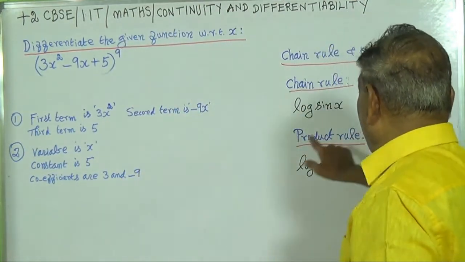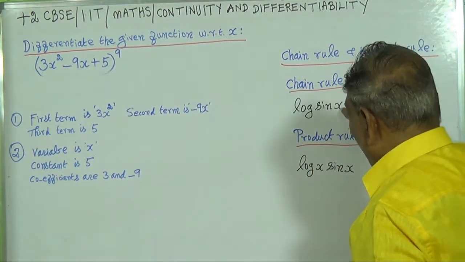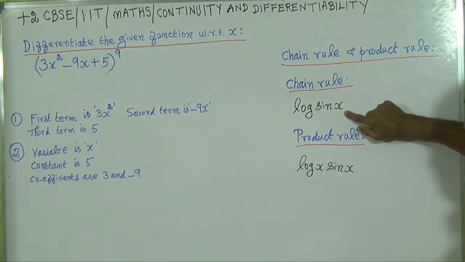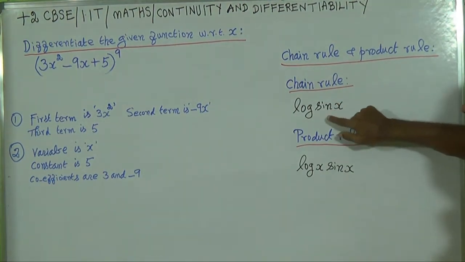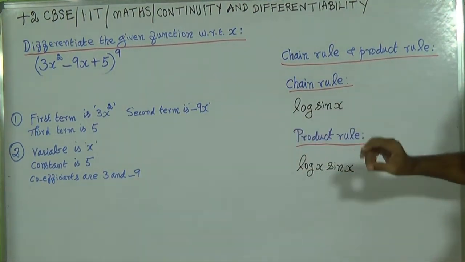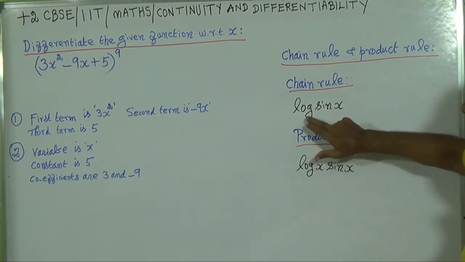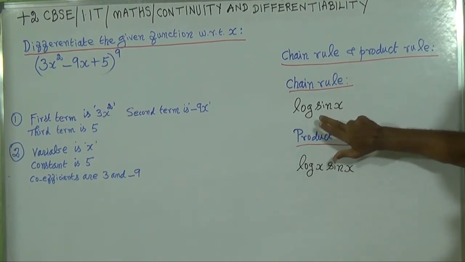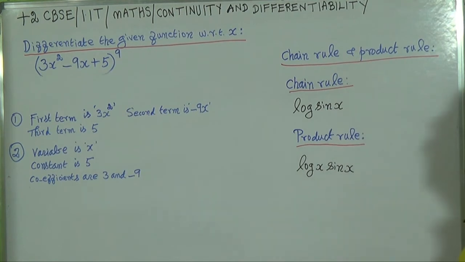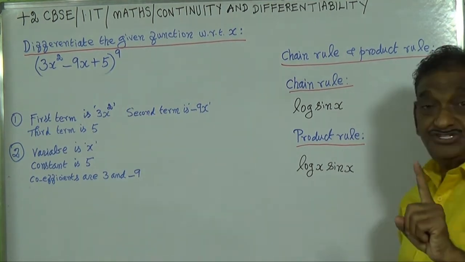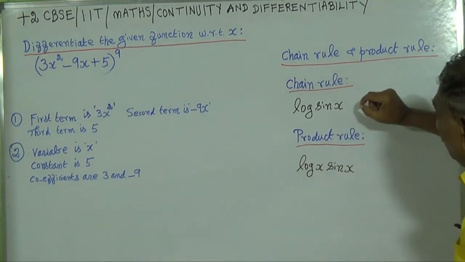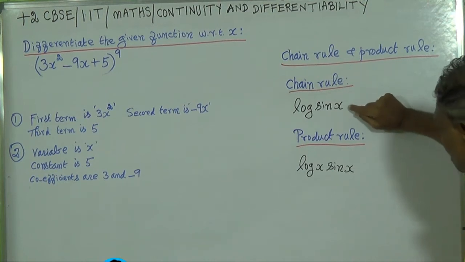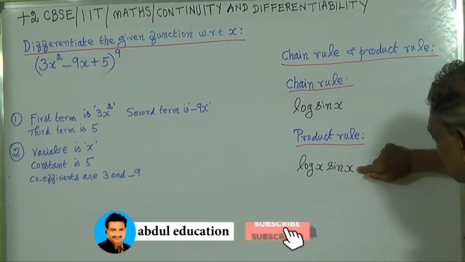Here the variable is x. This variable x has come only once, but it has come with two functions. One is logarithmic function, another is sine trigonometric function. So we should differentiate as per chain rule.